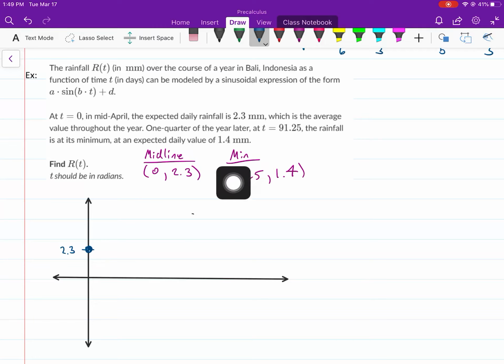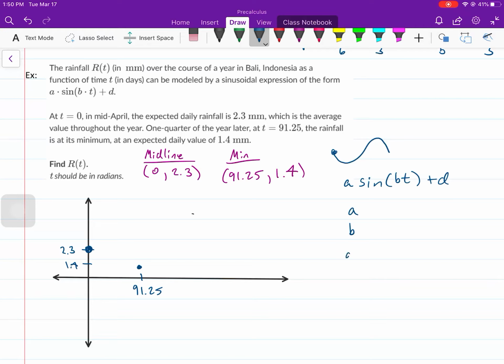Obviously, as a sine, we're starting with the midline, then going to the minimum. So we're starting like that. It would be a negative sine though, right? So it'd be negative of whatever we're going to get. It's going to be A sine of BT plus D, so we'll make A negative in this case. Anyways, we'll go out here, put 91.25 and 1.4.